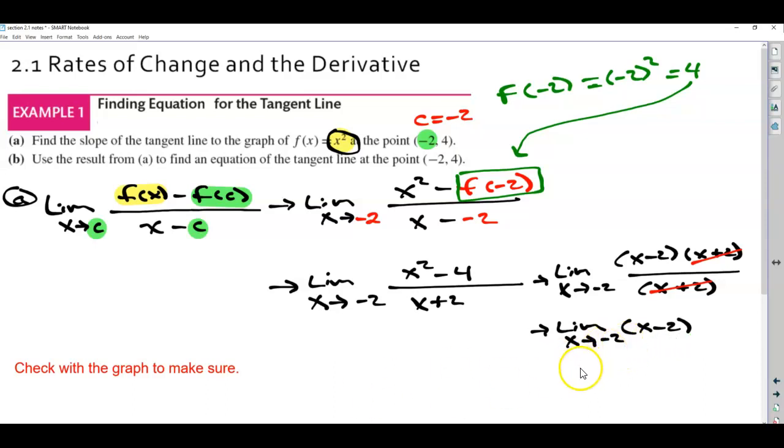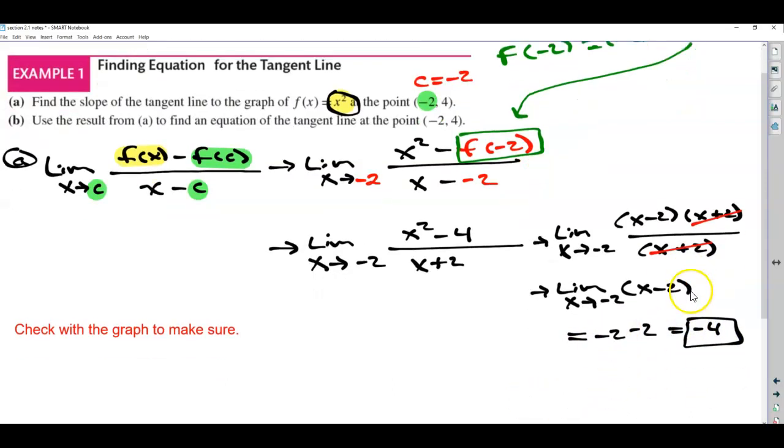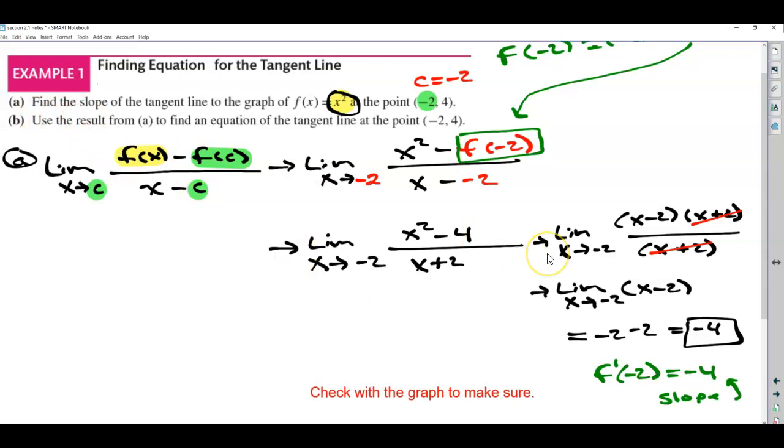What we can do though is now we can plug in -2. So I'm going to plug -2 into x. -2 minus 2 is -4. So what did we just find? We found the derivative f prime of -2 is equal to -4. That's my slope. We just found the slope of the tangent line at that point. So that's what part A is asking. Part B is actually much friendlier and way less work.